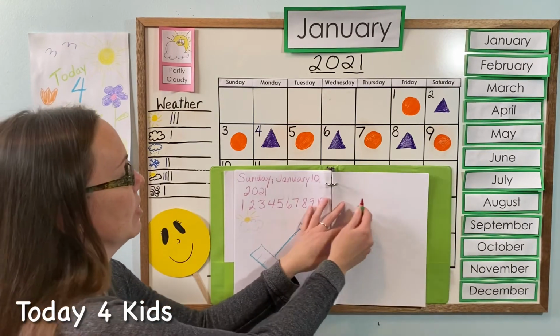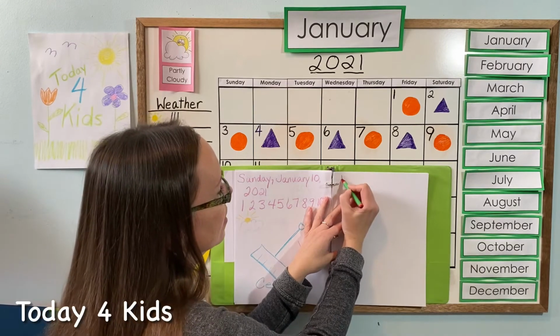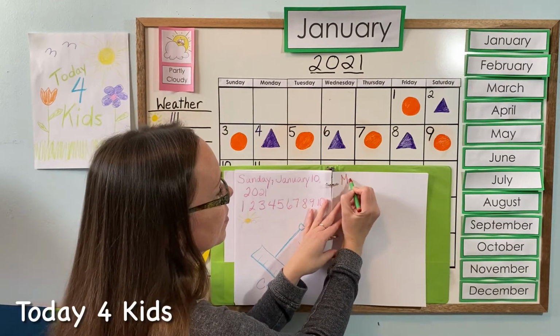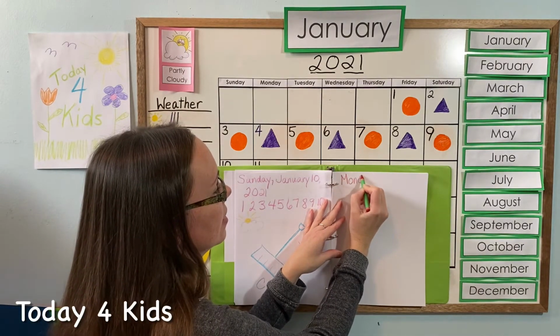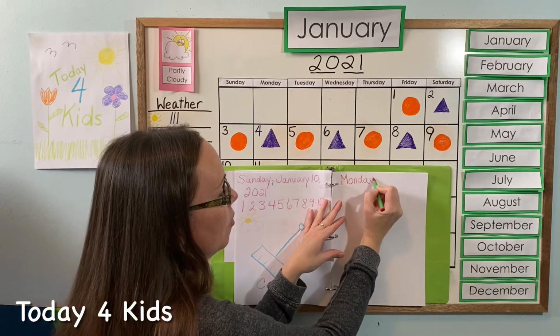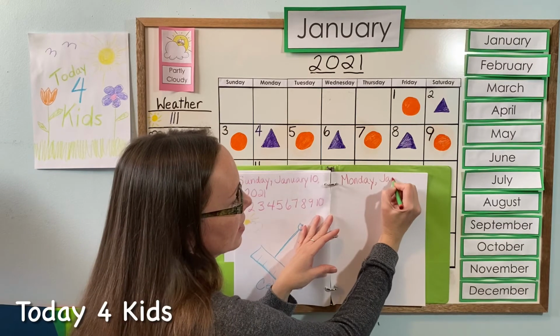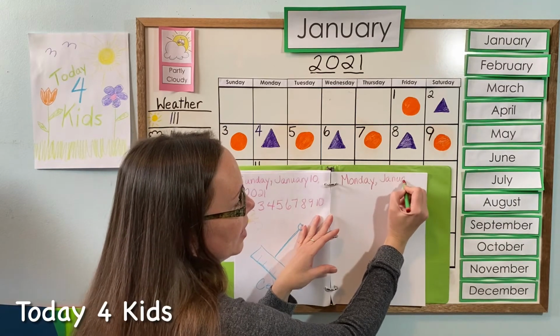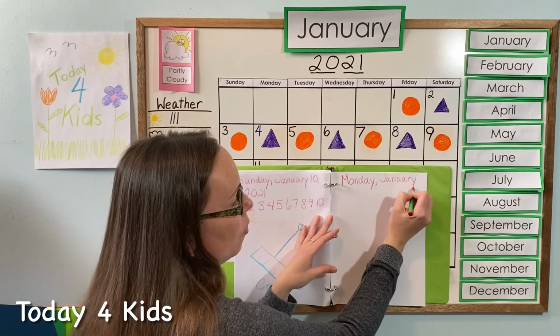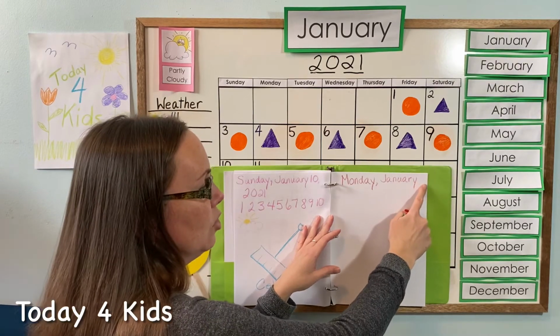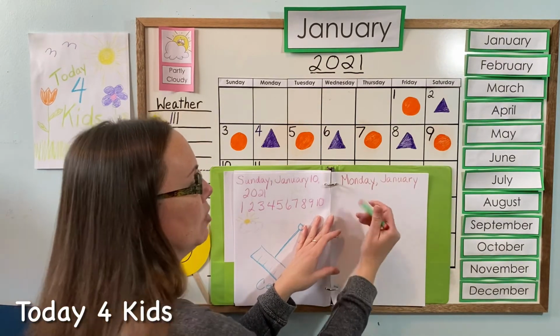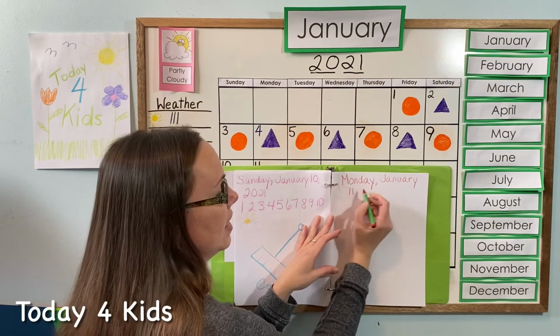So here I'm going to put today's date, capital MONDAY, and then a comma, JANUARY. And I've kind of run out of room here, so I'm going to go down here and put my 11 here. 11.